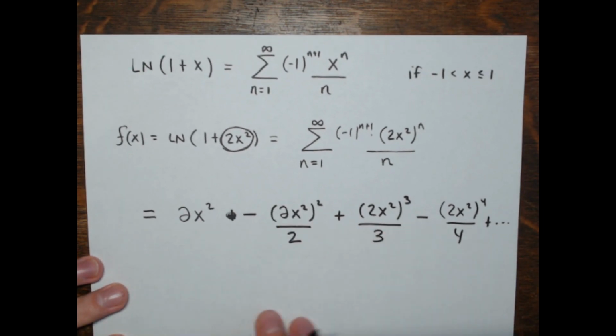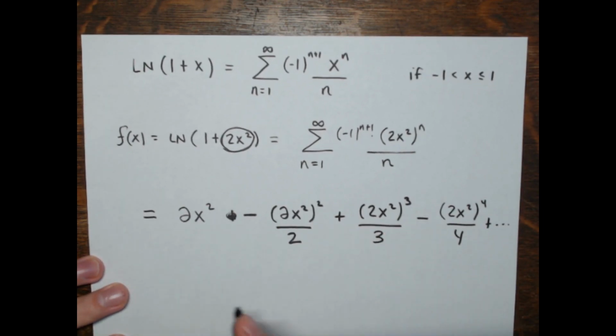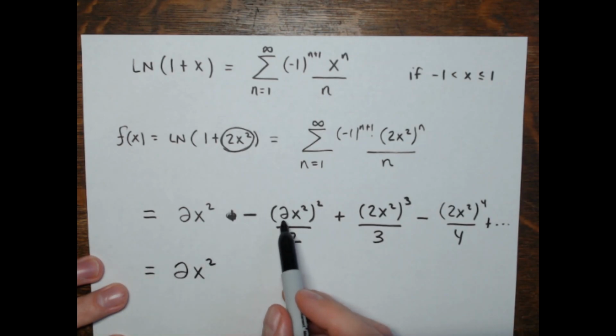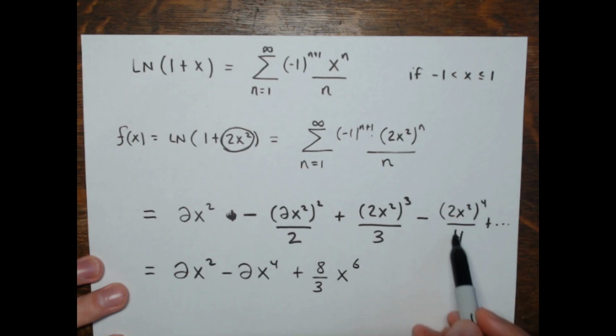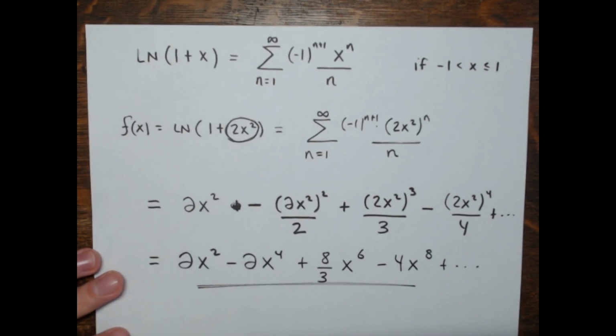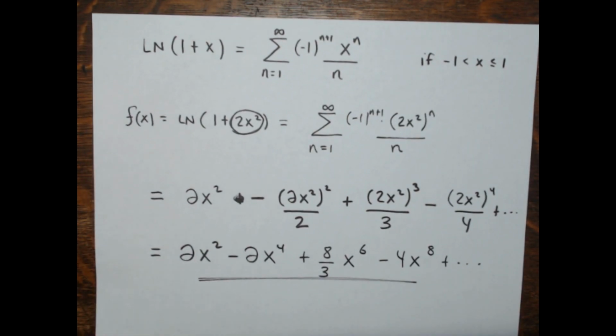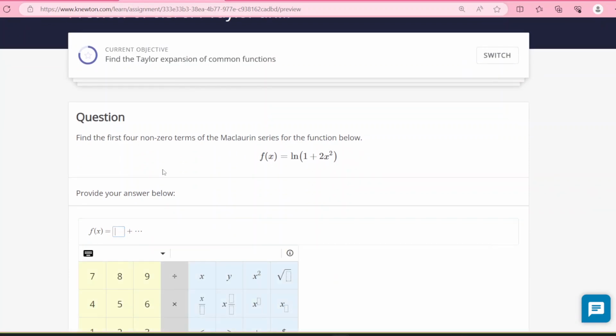And honestly, I think you can just type this. But I'll simplify things. This would be 2x squared. Now this would be 4x to the fourth over 2, so minus 2x to the fourth. This would be 8/3 x to the sixth. And then 16 over 4 is 4, so minus 4x to the 8th, and so on. But again, all they want here is the first 4 non-zero terms of this series.